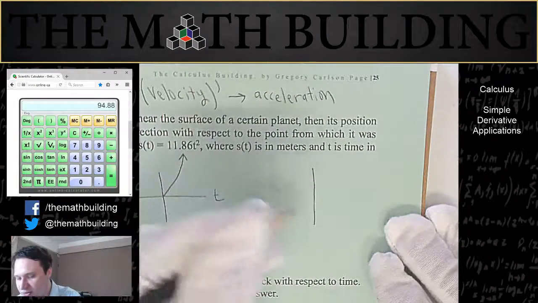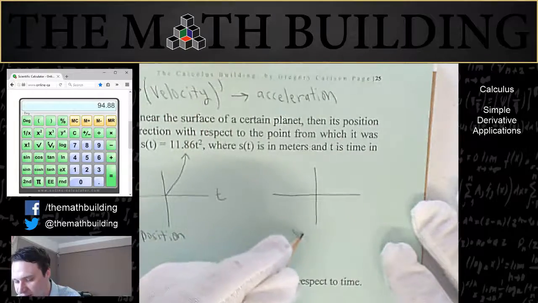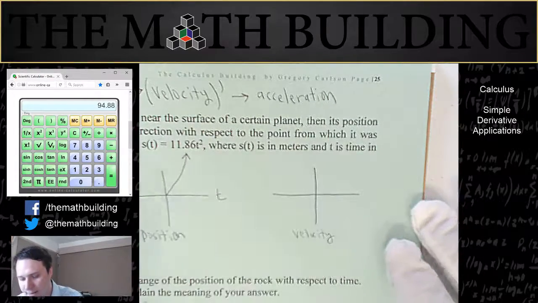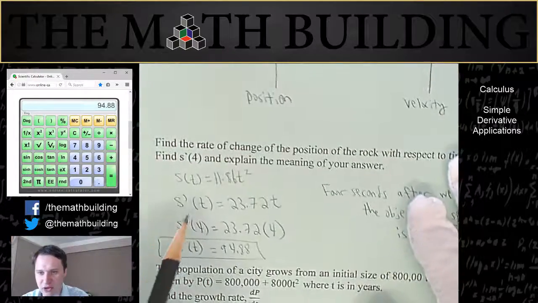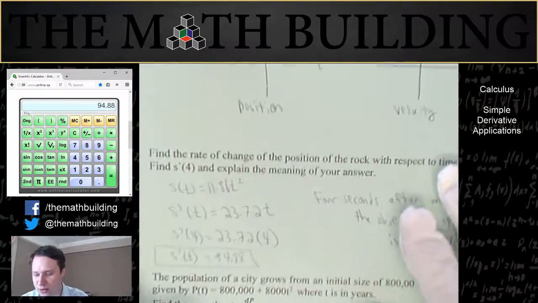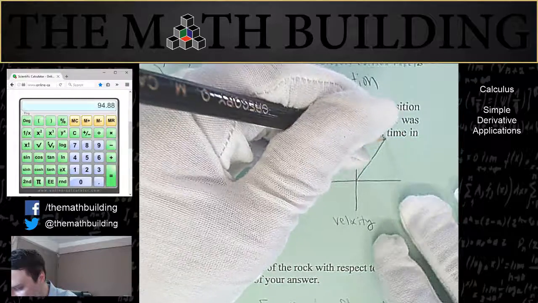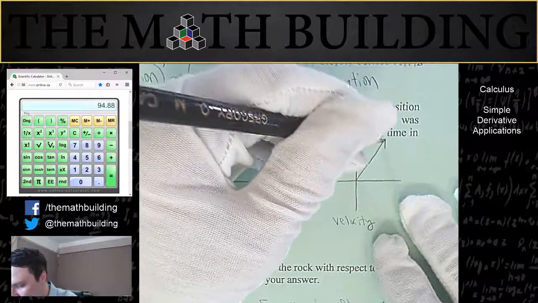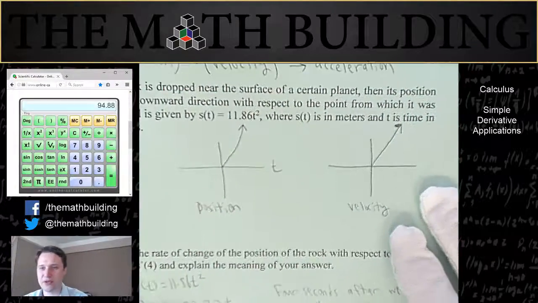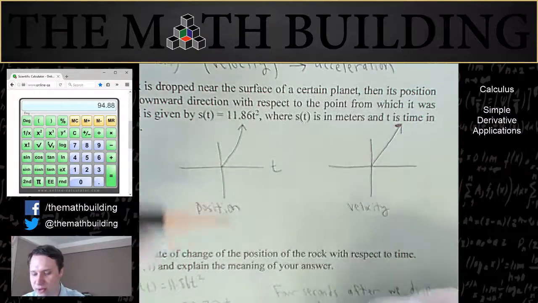And let's look at the derivative function. This would be the velocity function. So the velocity function, you'll remember, was s of t equals 23.72t. And we're only looking at the positive part of the domain. And so we see that that's just a steep line. So let's connect these two. Let's see what's going on.